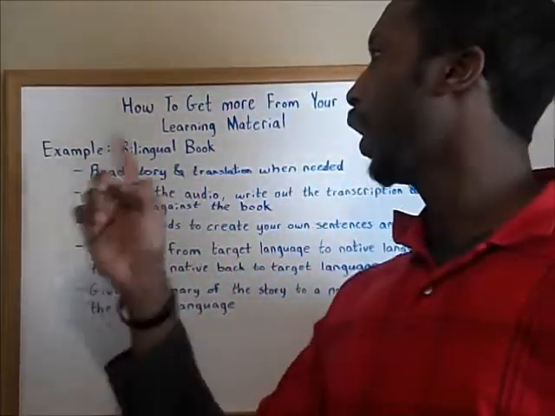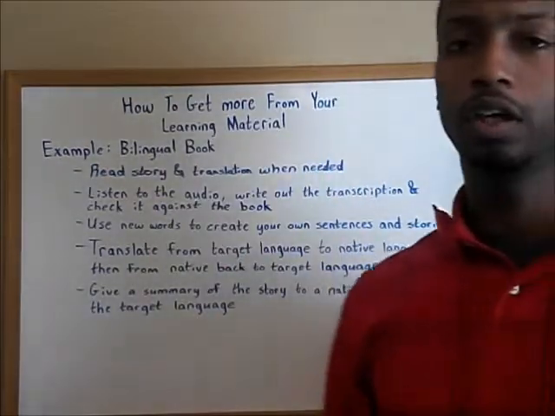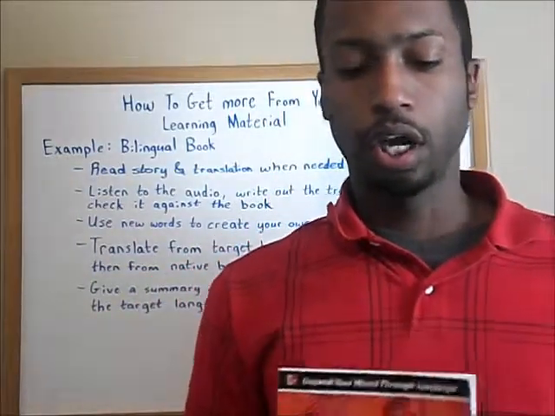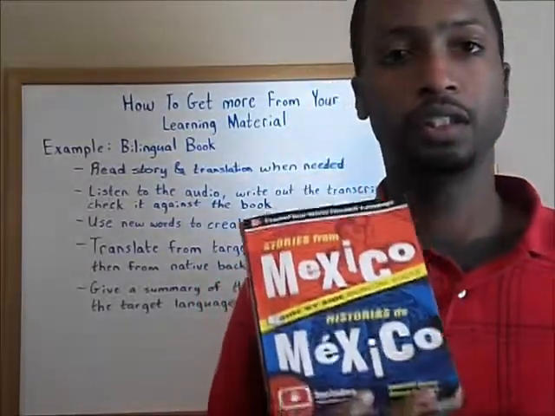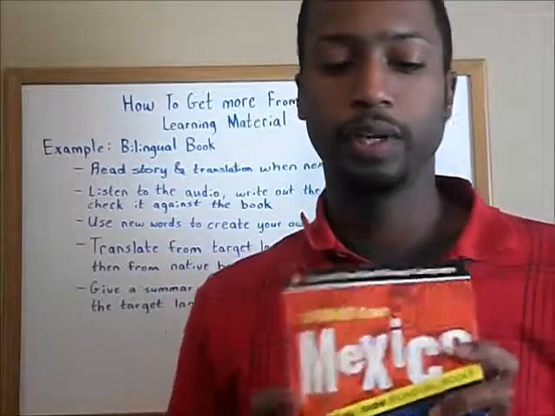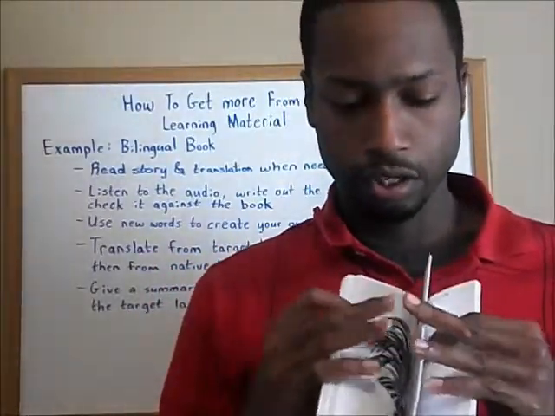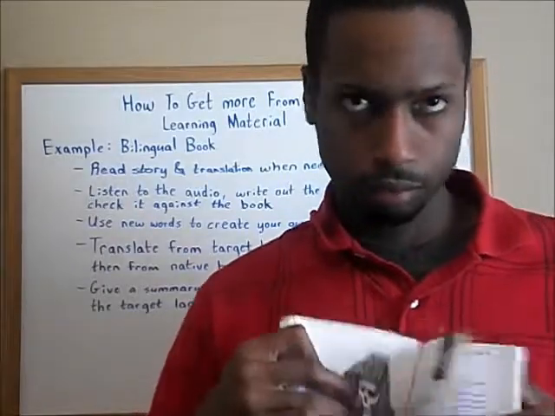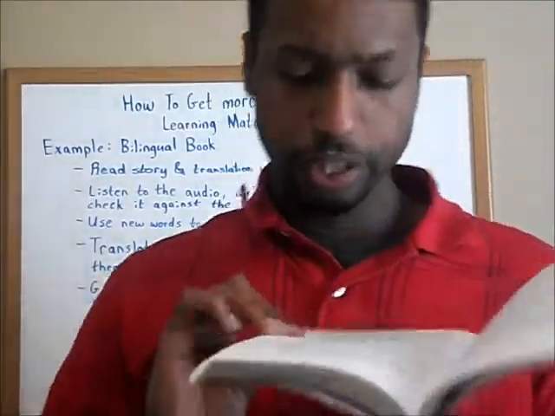Today, I want to talk about how to get more from your language learning material. To illustrate this, I will be using this book, Historias de Mexico, which is stories from Mexico, as an example. This is a bilingual book. It is in English and it's also in Spanish. If you go inside, you see that on the left side you have English, and on the right side you have Spanish. It's the same story, but it's just a Spanish translation of the same story.